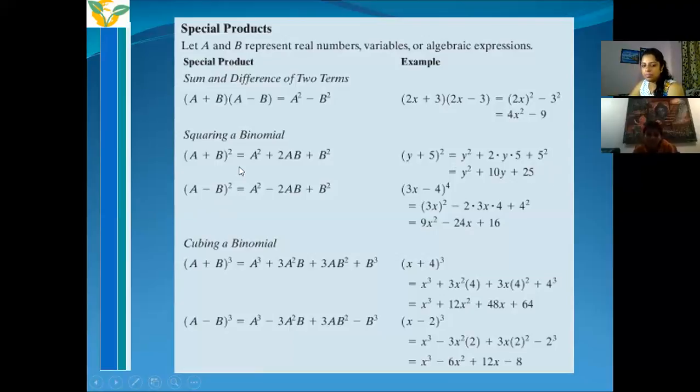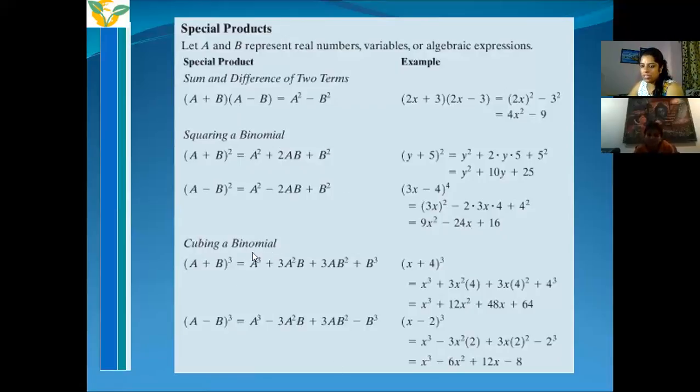Next is (a minus b) whole square is what? a square minus 2ab plus b square. Sorry, here it should be (3x minus 4) whole raised to square. Okay. So (3x) square minus 2 into 3x into 4 plus 4 square will give us what? 9x square minus 24x plus 16. So we have already studied the special products, that is, sum and difference of two terms, squaring a binomial. Now coming to the part that is cube.